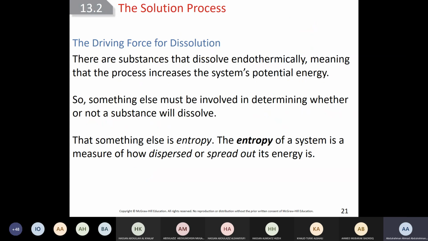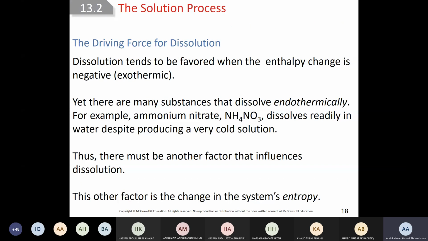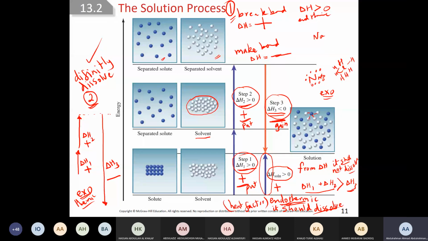I hope so. Good. One more thing before we go further. Entropy is very important; you have to know and understand it. So let's go back to our diagram here. In process 2, definitely it will dissolve. Why? Because it's exothermic, and of course there is more entropy in solution. In process 1, it will dissolve even though it is endothermic. Why? Because of entropy. The entropy is more in solution than in solute or solvent.